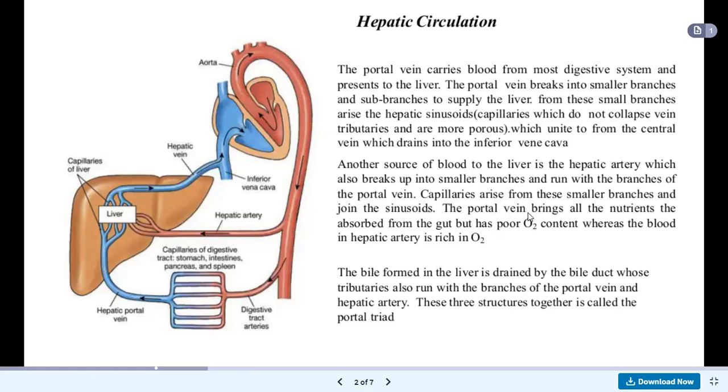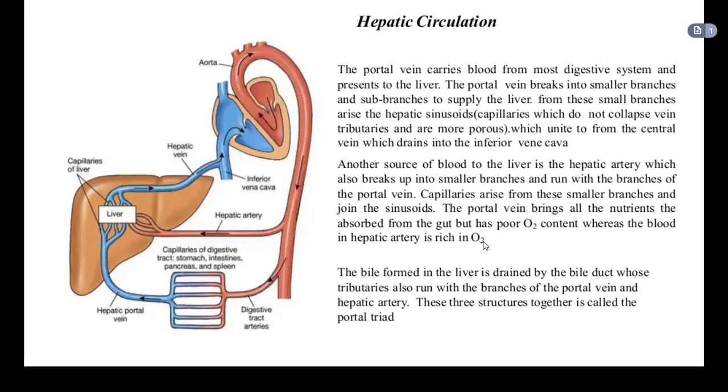The portal vein brings all the nutrients absorbed from the gut or the digestive system, but it has poor oxygen content. So the portal vein brings blood rich in nutrients, but poor in oxygen. Whereas the blood in the hepatic artery is rich in oxygen, as we said earlier. Now you need to pay attention to this.